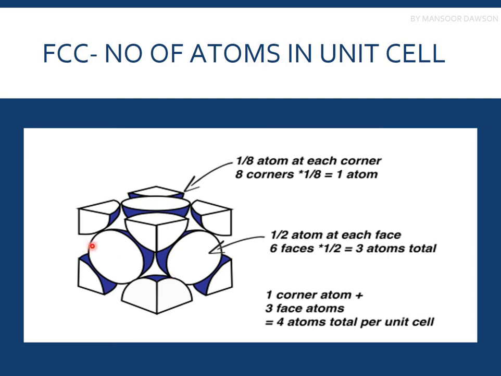So we have 6 faces, and in reality, only half of the atom will be counted. So we'll be multiplying this half atom with the 6 faces. So we'll be getting 3 atoms. So the total number of atoms in an FCC unit cell would be 4. That is 1 corner atom and 3 face atoms.